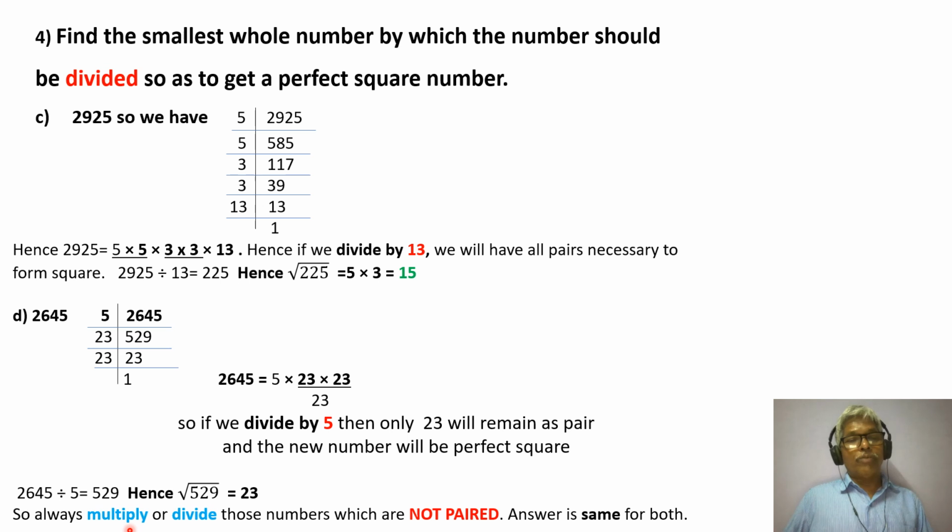So always multiply or divide those numbers which are not paired. Okay, answer is same for both. Method is same and answer is also same. In multiplication, you have to multiply by the number which is not paired. Okay, in this case this. Or in division also, you have to divide by the number which is not paired in this or this.